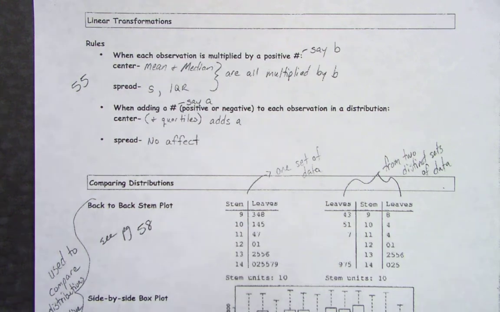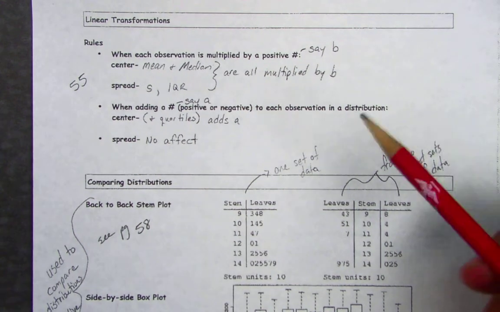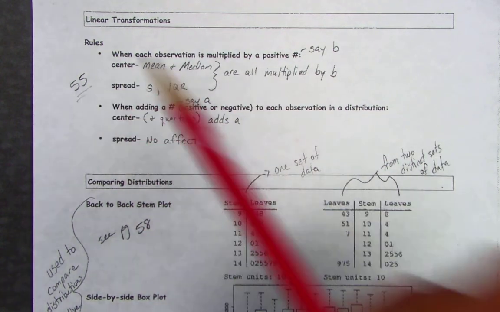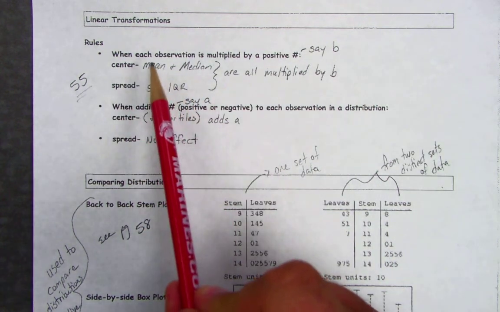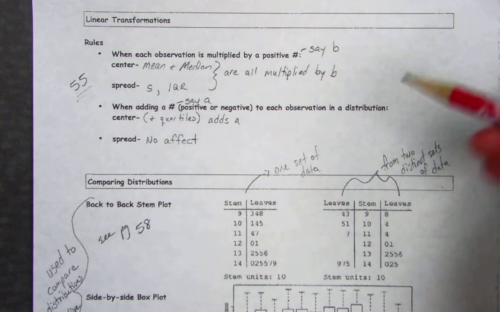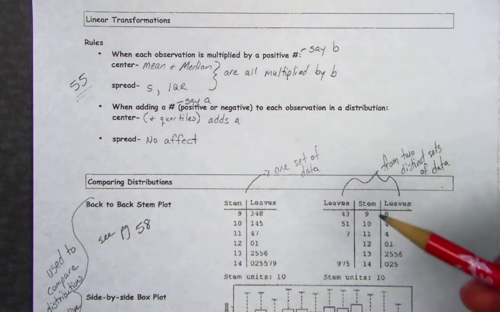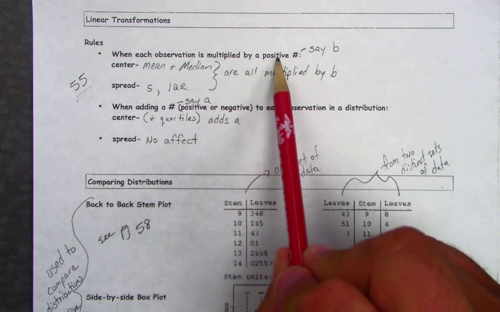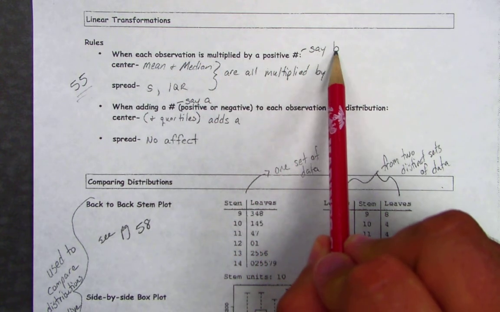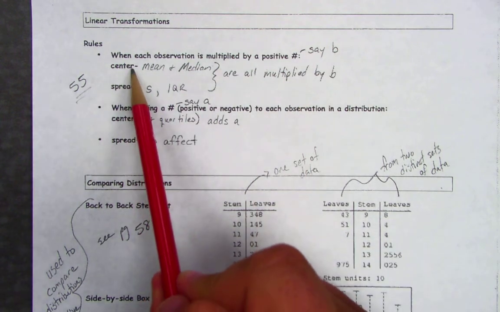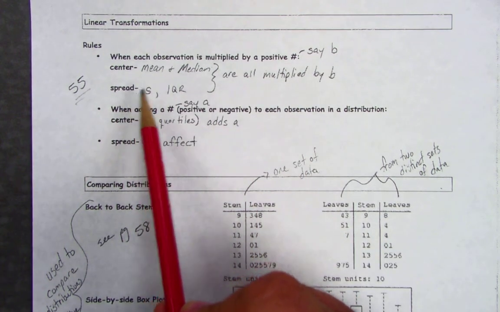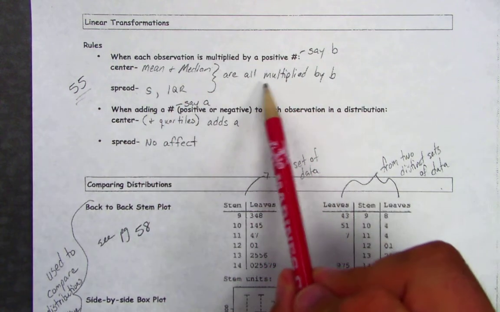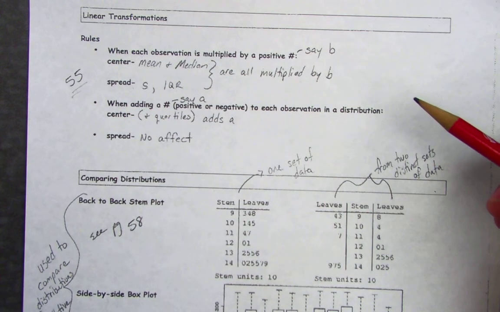Okay, last page of the notes that we're going to be going over here. Linear transformation. So there's some rules here, and they're all on page 55 of your textbook. So if each observation, imagine there's a list of data like Hank Aaron's home run numbers, if each one of those observations is multiplied by a positive number, let's call it B, then the center and the spread, all of the mean, median, standard deviation, IQR, are all multiplied by B.